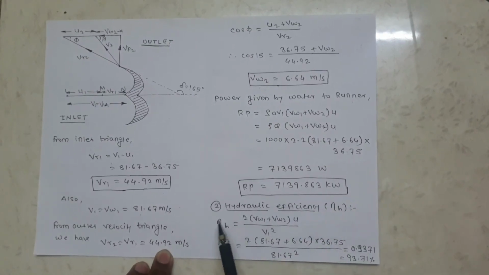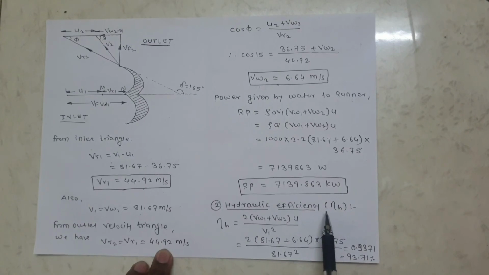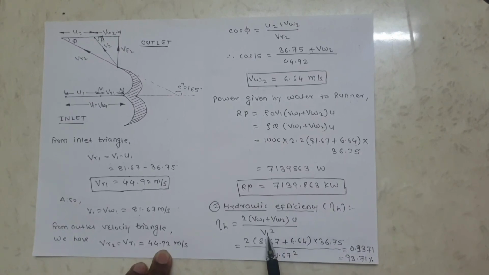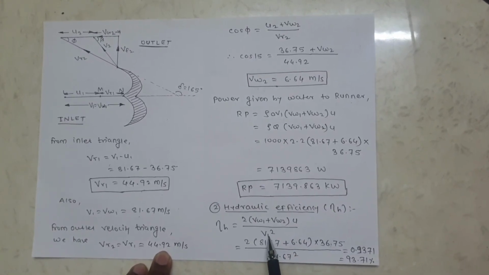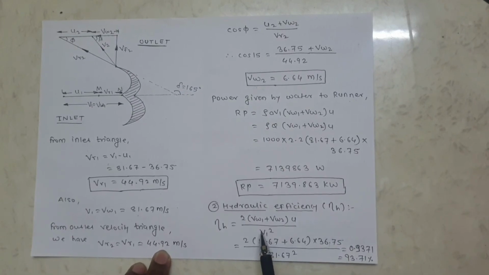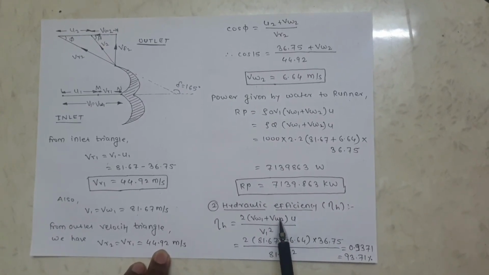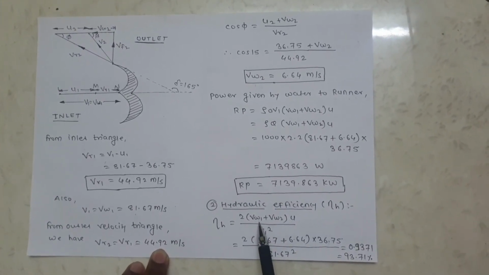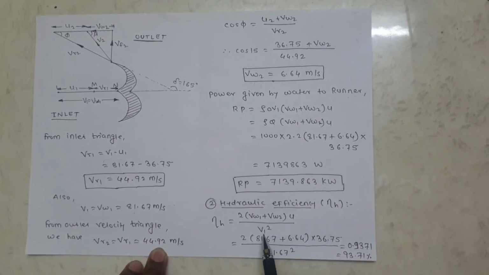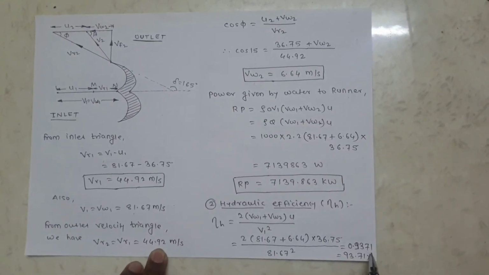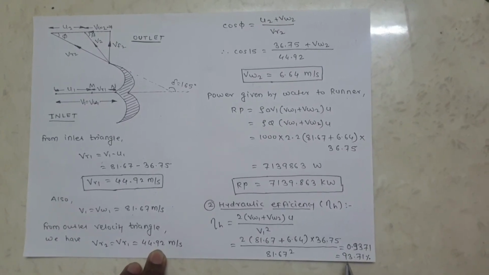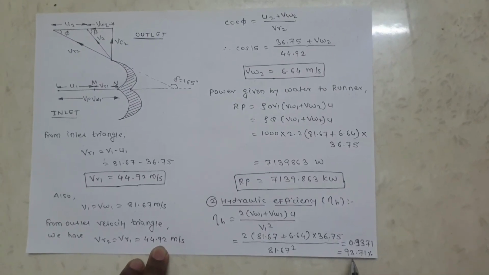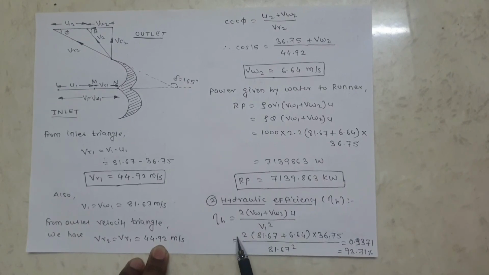That is the runner power, or power given by water to the runner, equal to 7139.863 kilowatt. Next is the hydraulic efficiency, that is equal to 2 into VW1 plus VW2 into U divided by V1 square. Put the value of VW1, VW2, U and V1 and we get the answer 0.9371, that is equal to 93.71%. That is the hydraulic efficiency.